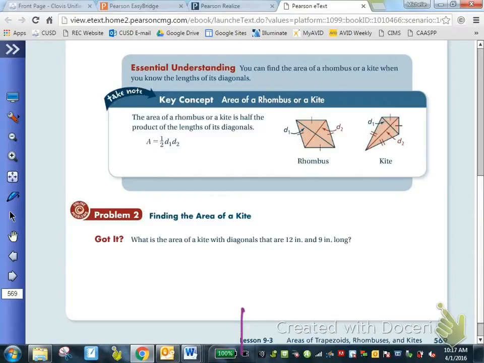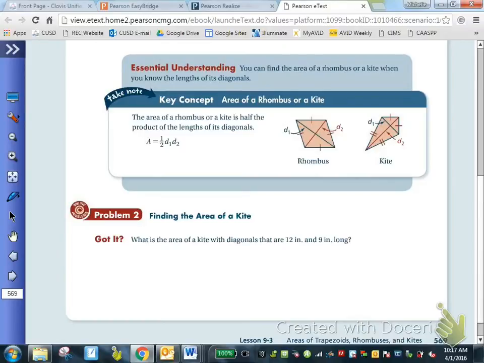Okay, the other shapes that we're going to talk about are kites and rhombuses. Just like a rectangle is a special case of a trapezoid, a rhombus is a special case of a kite. So you guys have all seen kites before in real life, right? A kite is a quadrilateral, so it has 4 sides. And on a kite, 2 of the sides are congruent, and 2 other sides are also congruent. So it has 2 pairs of congruent sides.